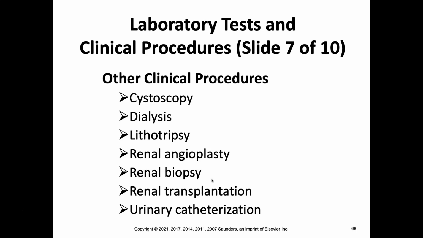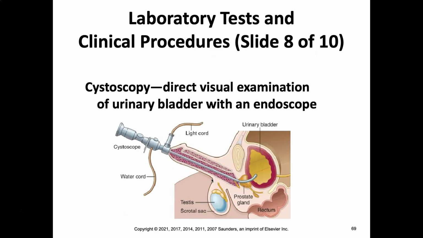And then urinary catheterization, where they're putting in a catheter because they don't want the individual to be voiding, or the individual is incontinent, and they're using the catheter so that the person doesn't soil themselves. And this shows us a visual of a cystoscopy with a male going in with a cystoscope into the bladder to look around.